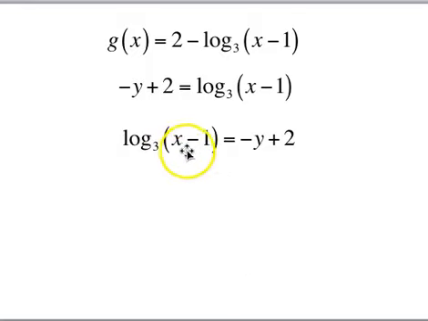So now I have log base 3 of x minus 1 equals negative y plus 2, just switching right side for left. Now what does this mean? The base of the log is 3. 3 to the exponent, negative y plus 2, equals x minus 1. Always start with the base. The answer is an exponent equals the argument of the function. So 3 to the negative y plus 2 equals x minus 1.